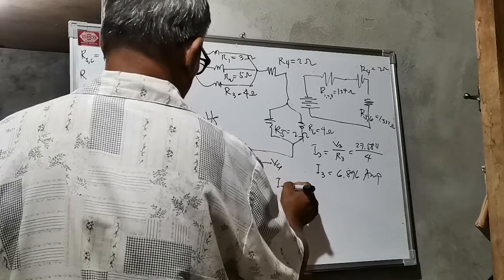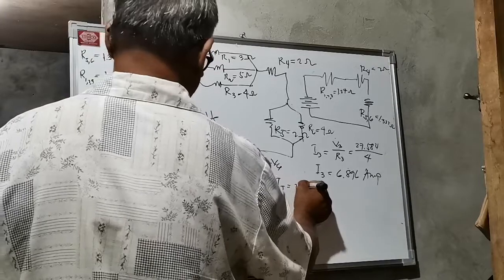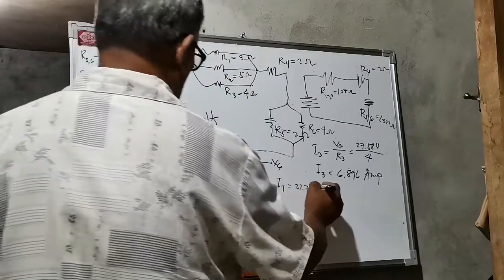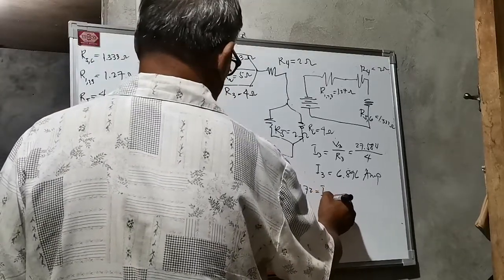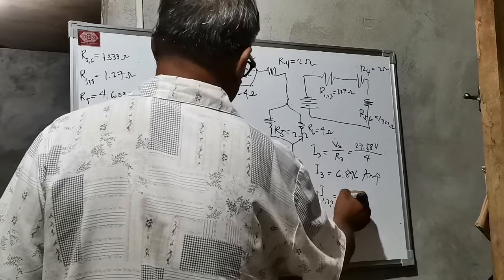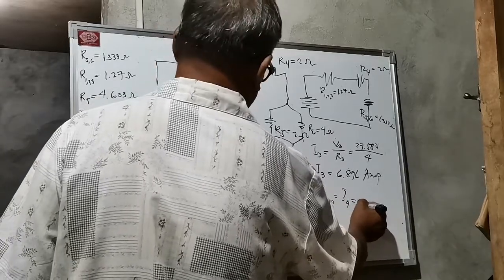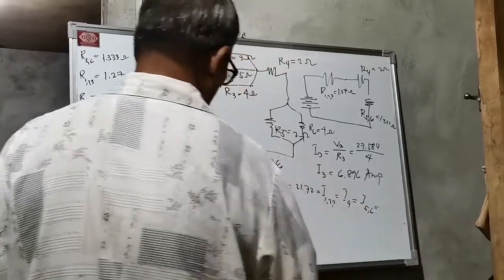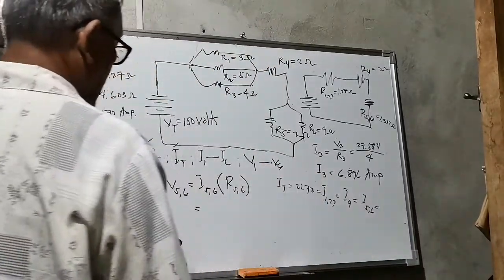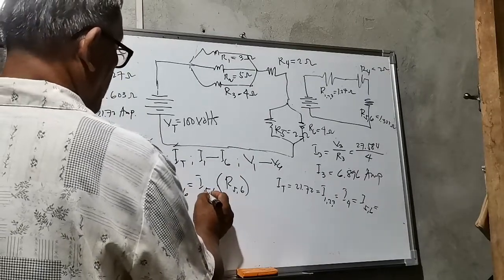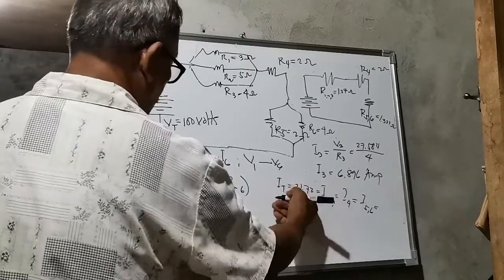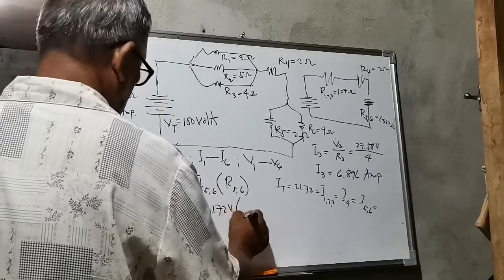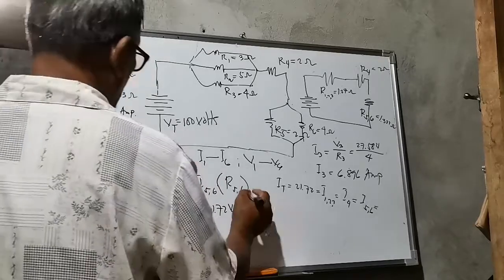A while ago, we were able to solve for the IT, which is 21.72, also equal to I1, I123, also equal to I4, also equal to I5 and 6, which is 21.72 amperes. Now, we are going to use that value of I5 and 6, which is 21.72, multiplied by R5 6, which is 1.33.